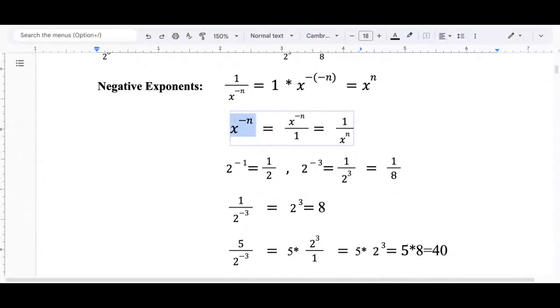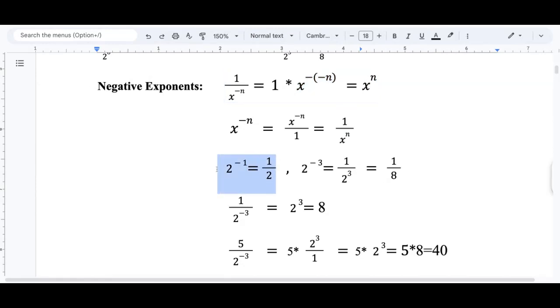So x raised to negative n, that's 1 over x raised to n. Okay, so when x raised to n appears in the denominator, we indicate it with a negative sign. But if we have 1 over x raised to negative n, so the negative exponent appears in the denominator, that turns out to be positive, x raised to a positive number, because negative negative equals positive. Right?